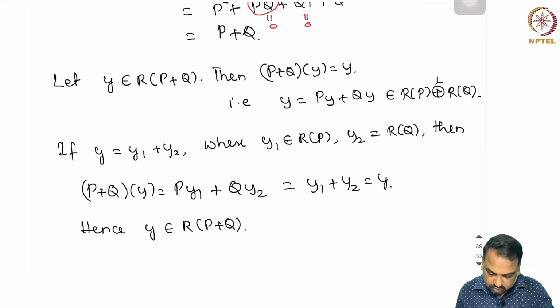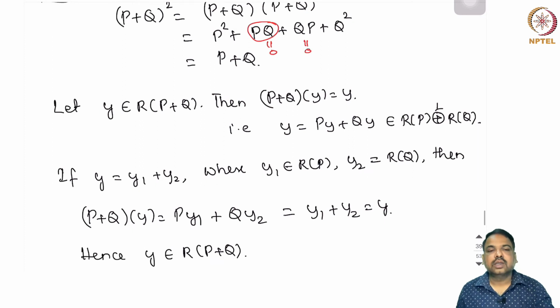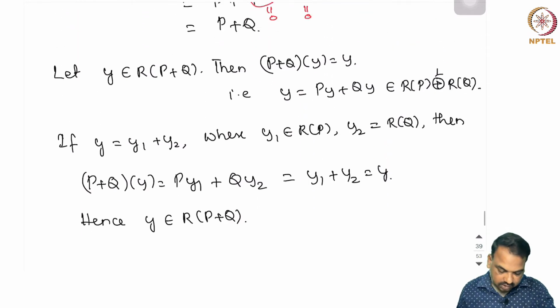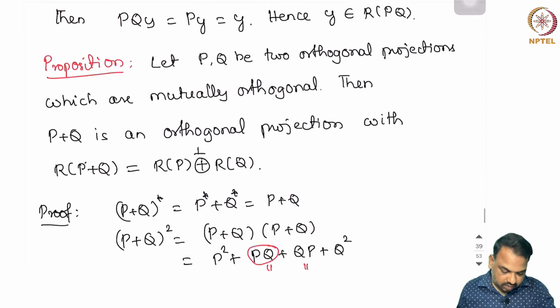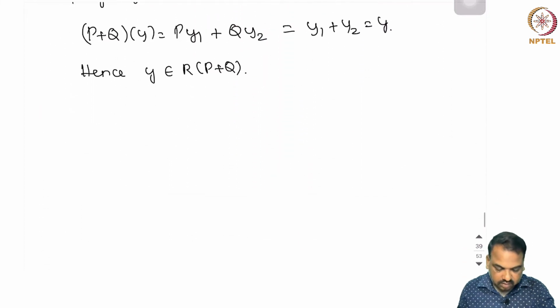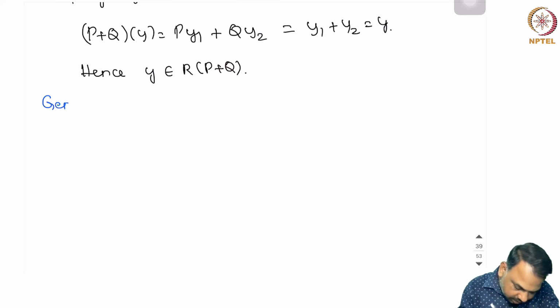So from these two relations we can conclude that range of P plus Q is exactly range of P plus range of Q, and we know that this direct sum is orthogonal because range of P and range of Q are orthogonal to each other. Okay, now this result we can extend to finitely many projections. So let me write it as a generalization.